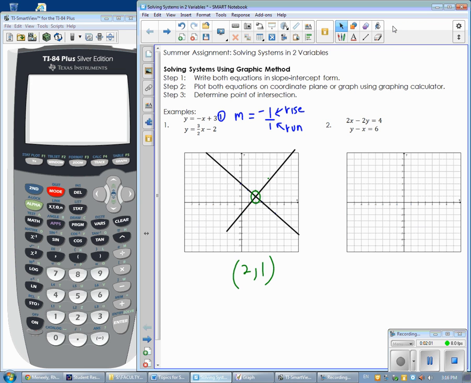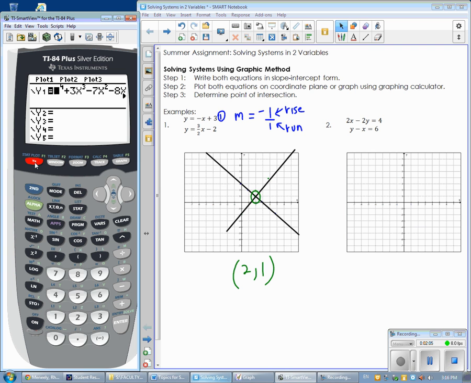You can also graph systems on your calculator. If you go into the y equals menu, if you have anything in there, just clear it out. I can type in negative x plus 3 as my first equation. I can do 3 halves. Make sure whenever you're entering fractions into the calculator that you put them in parentheses, then type in x minus 2. And I'm going to graph this on a standard window.